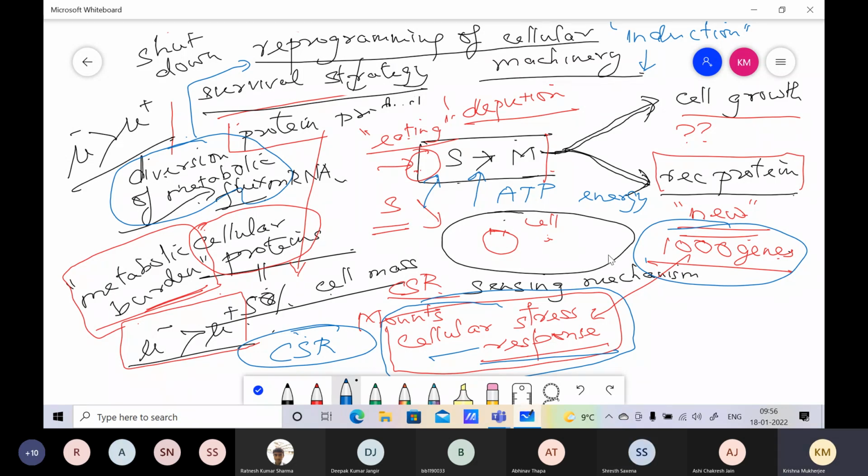So we'll stop here. And within the next couple of classes I want to finish this recombinant protein production business and move on to enzyme kinetics, because that's also a large subject. Any questions?